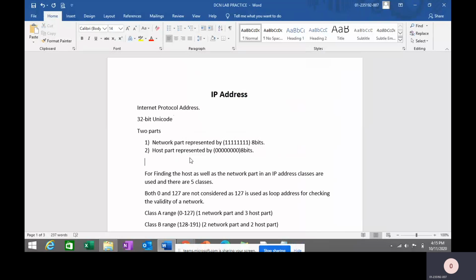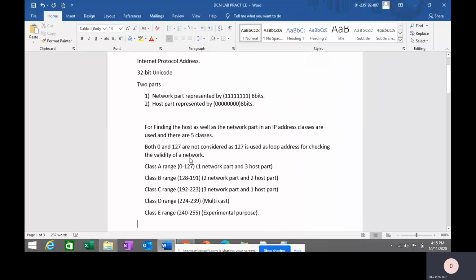There are classes used, and we as a whole have 5 classes for determining whether it is a network part or a host part of the IP address. We will be basically handling these 3 classes more frequently rather than the last 2. So let us go through it. For finding the host as well as the network part in an IP address, classes are used.